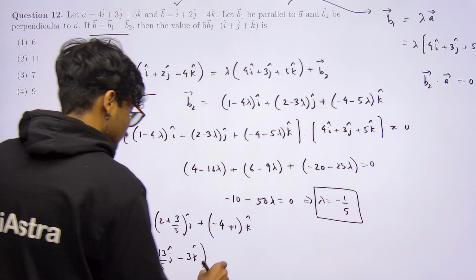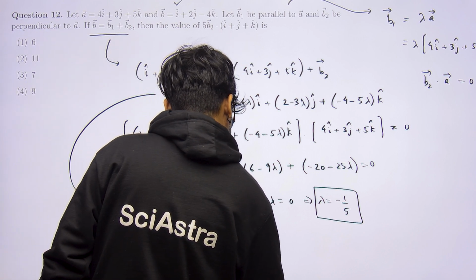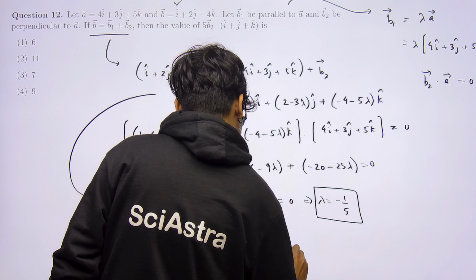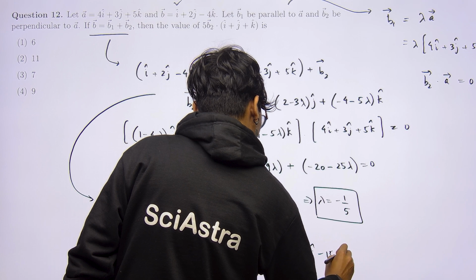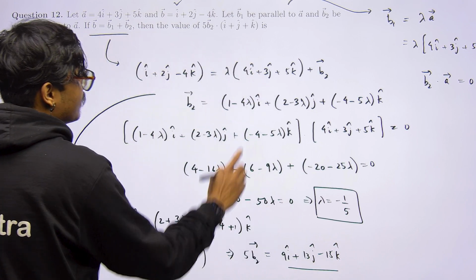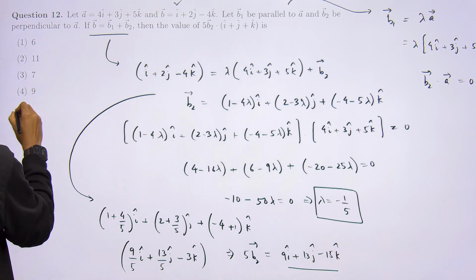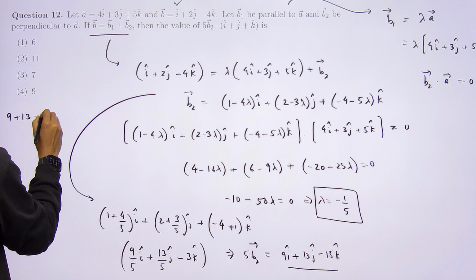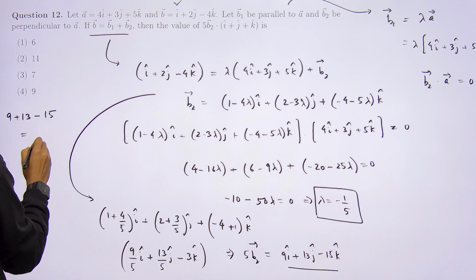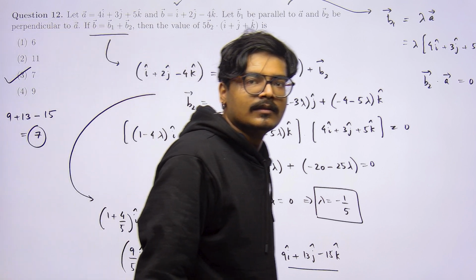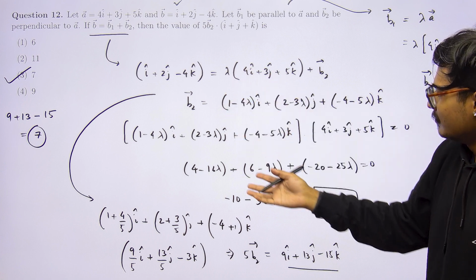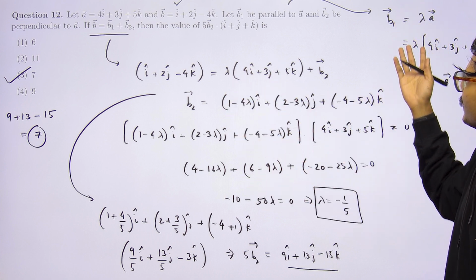So 5b2 is going to be 9 i cap plus 13 j cap minus 15 k cap, right? So this dot product with i plus j plus k should just be 9 plus 13 minus 15. So that turns out to be 7. So the right answer for this is option 3, which is 7. Okay. So we just had to do a couple of dot products and use the basic definition of parallel and perpendicular vectors.